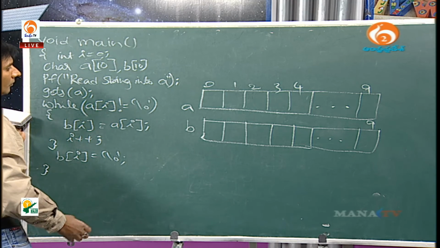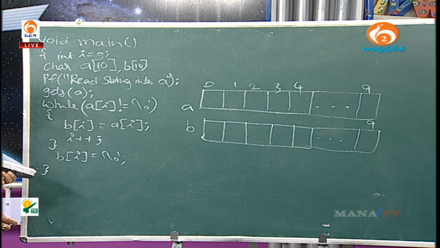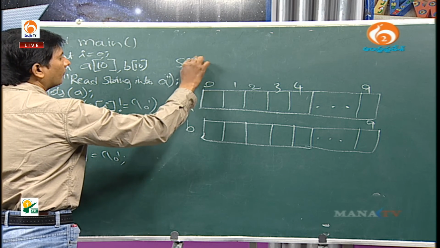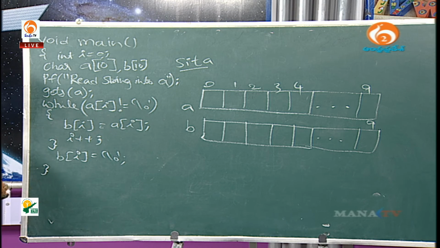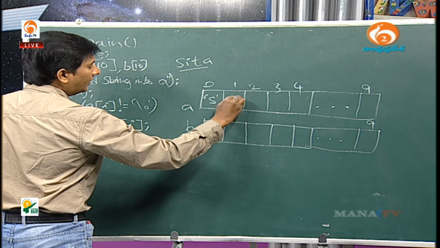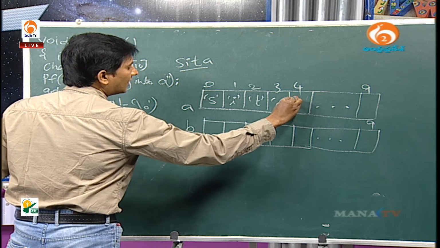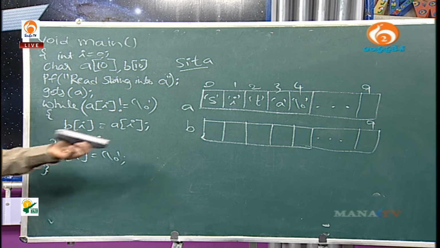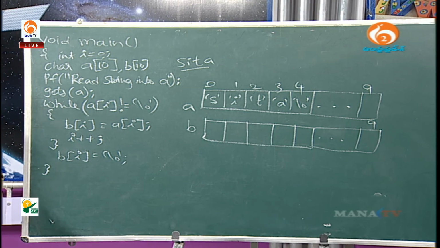Okay. Now, these two arrays, read the string into array. I entered Sita. Sita is read and stored into array A, that is S, I, T, A, backslash 0. Okay. At last backslash 0 is read automatically, the system will assign it because it is the end of the string.